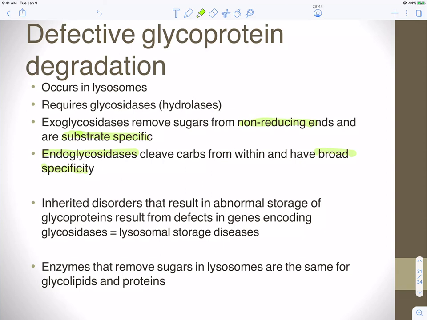So you can have some disorders in which you have abnormal storage of glycoproteins, and it is caused by defects in the genes encoding these glycosylases, and these are lysosomal storage diseases. Enzymes that remove sugars in lysosomes are the same for glycolipids and glycoproteins. So if you have an enzyme deficiency that affects the ability to work on glycolipids and glycoproteins, both proteins and lipids will accumulate inside of that lysosome.